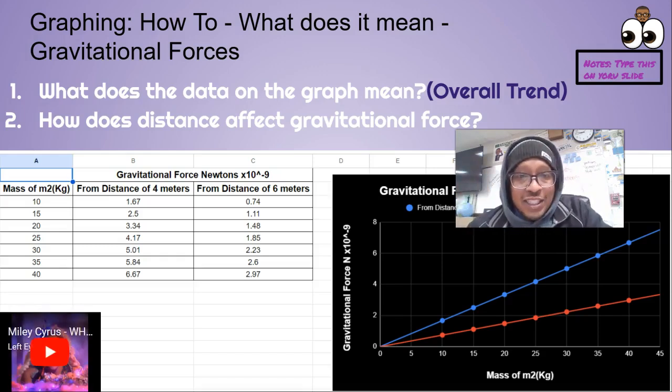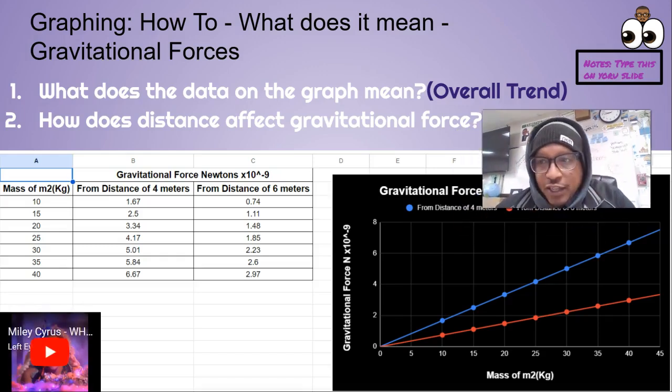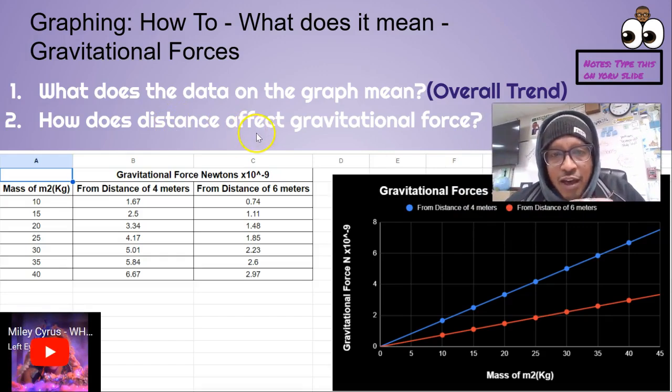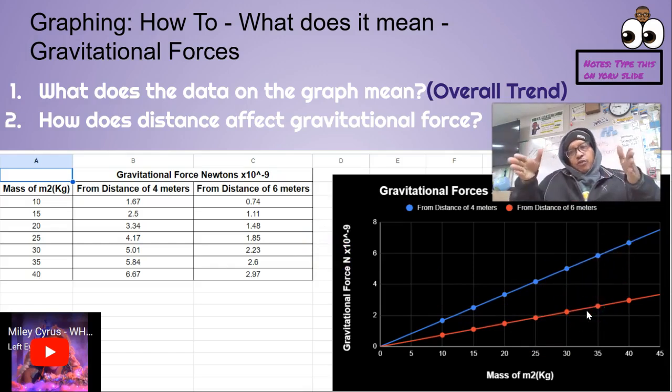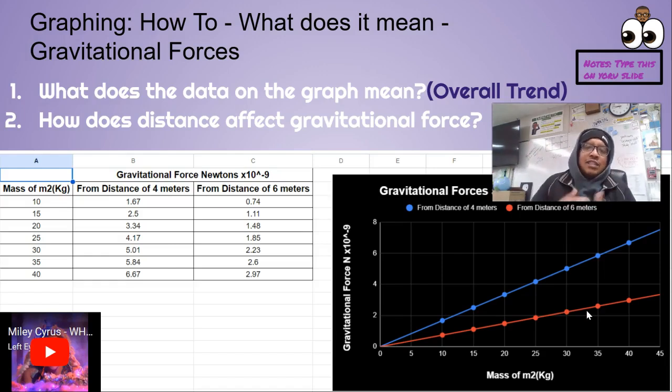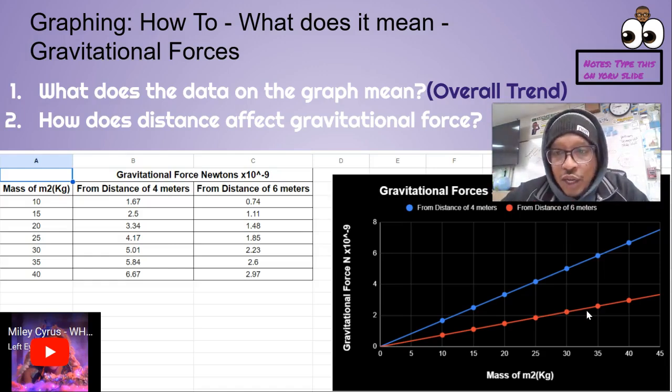Okay, so how does distance affect gravitational force? So what do you guys think? So this one is from 4 meters, right? When the objects are 4 meters apart. And this one is when the objects are 6 meters apart. So they're further apart. So how does distance seem to affect gravitational force according to the graph? So again, that's the question that you want to answer.